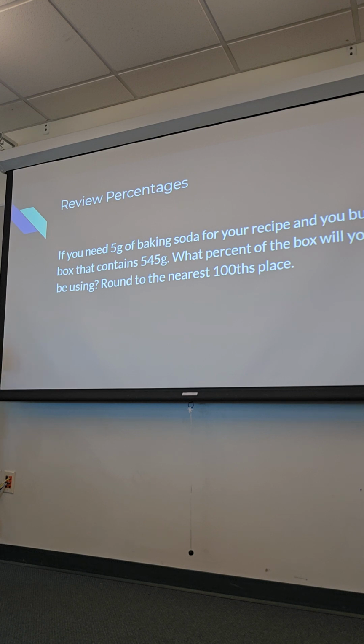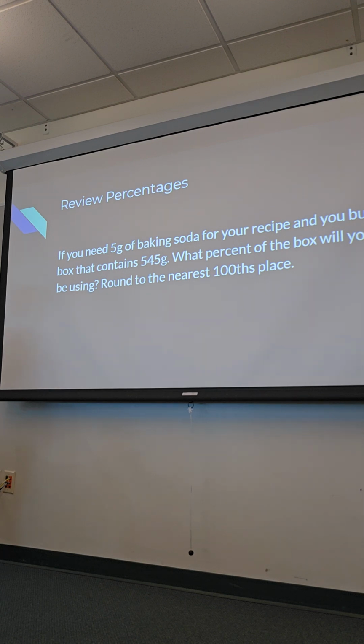Solve. Okay, who can punch that into their calculator? What's the answer? 5 divided by 545. I think it's like 0.009. Okay, 0.0091. So if we're rounding to hundredths, 0.009. Oh, two zeros. Right, guys? Yeah. Okay, you've got the calculator, not me.